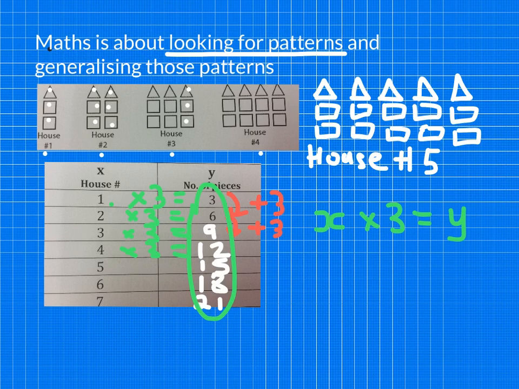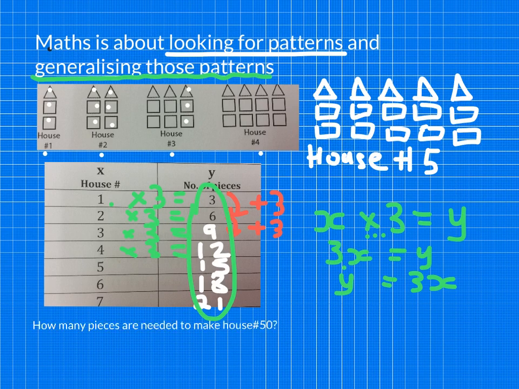Now in algebra, we don't usually show the times sign because it looks too much like an x, and often in algebra we use letters. So when we want to write x times 3, we can write it as 3x. And there's nothing in between the 3 and the x, which actually means a times sign. So 3x equals y, or we could say that to find the number of pieces in the house, we have to do 3x, which is 3 times the house number. What we've done now is we've generalized the pattern that we noticed in the houses.